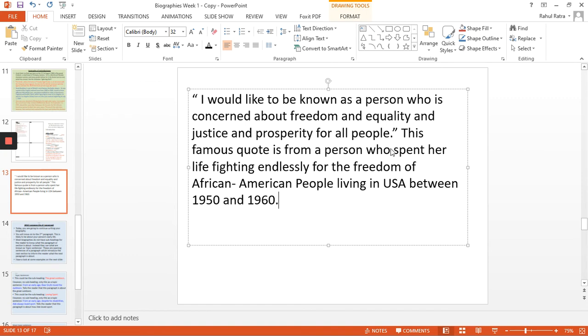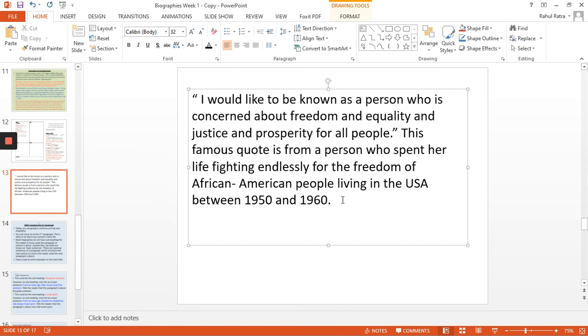Let's just read. I've written two sentences. I would like to be known as a person who is concerned about freedom and equality and justice and prosperity for all people. This famous quote is from a person who spent her life fighting endlessly for the freedom of African American people. Ooh, capital P. That should not be there. See? Living in USA, living in USA between 1950 and 1960. Living in the USA. Determiner, which I had missed out.